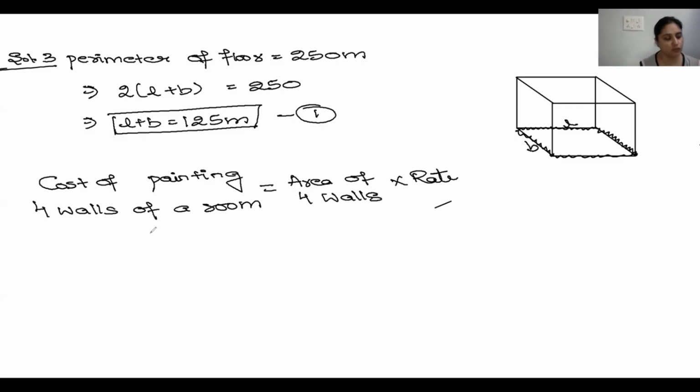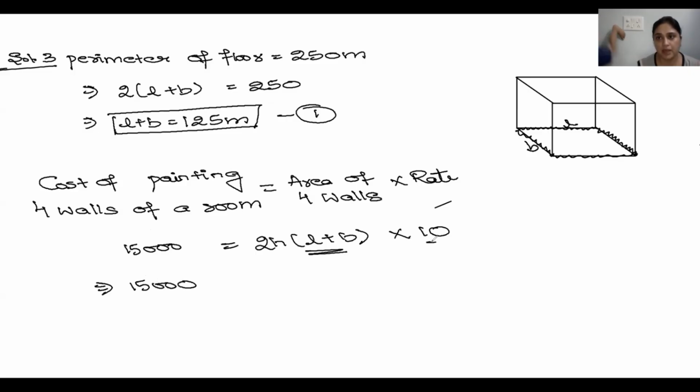the cost of painting of 4 walls is at the rate of rupees 10 per meter square. So what is the rate given to you? Rupees 10 per meter square. So the cost is 15,000. Area of 4 walls is 2H(L plus B), and the rate given is 10. Okay, so now we solve this. We will take the value of L plus B from 1. So this is 15,000.